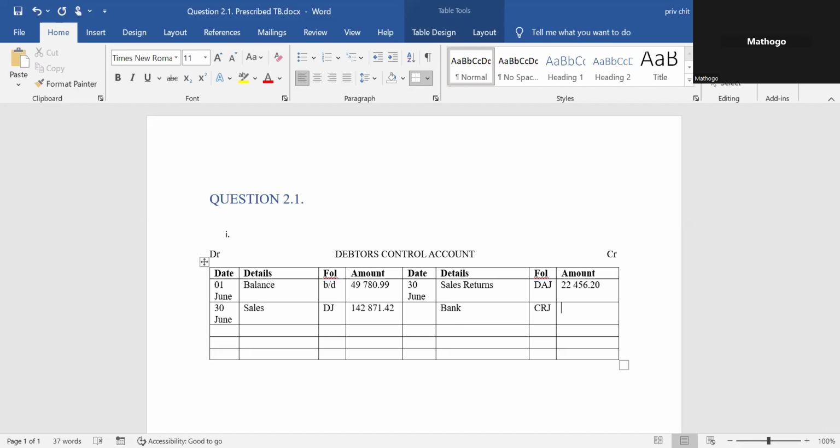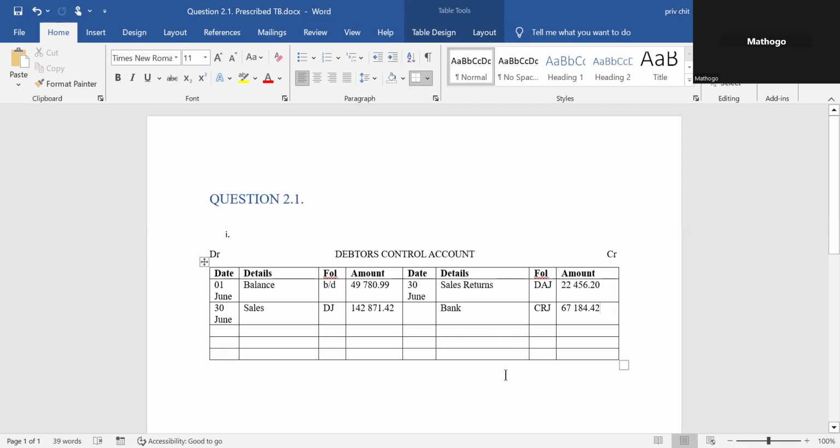It's 67,184 and 42 cents. You always need to pay attention to detail. Especially with this, you can easily make a mistake. But it's fine.